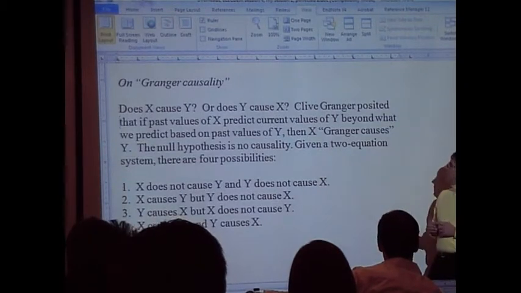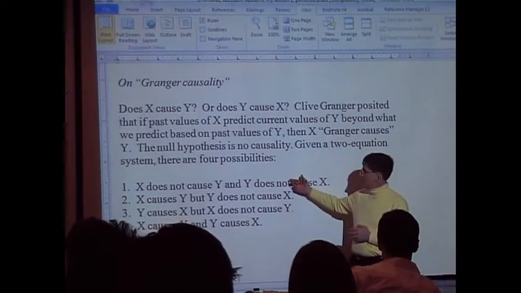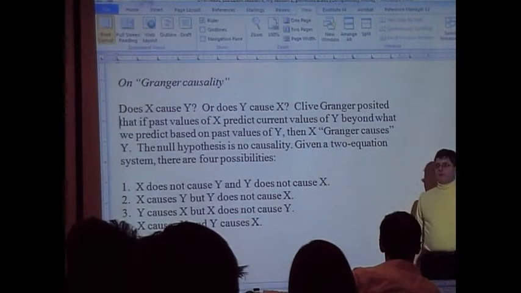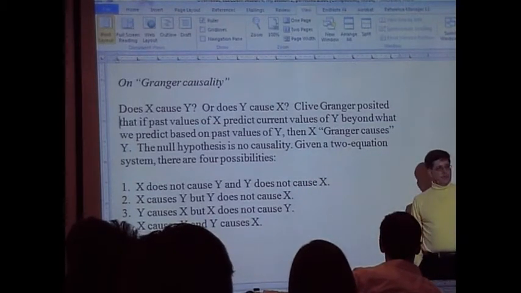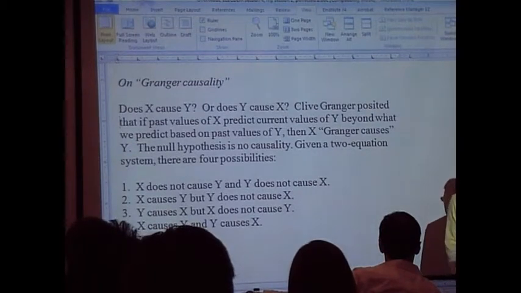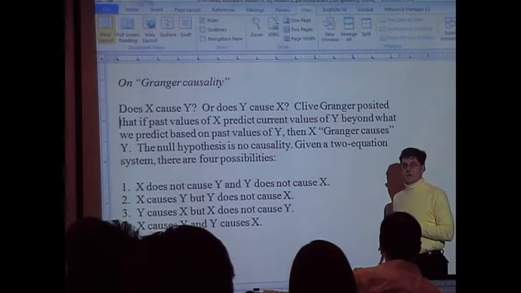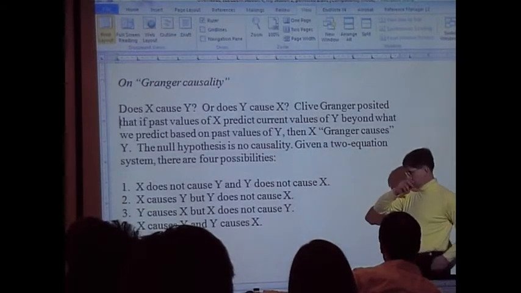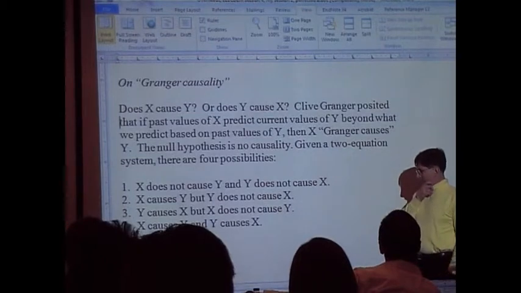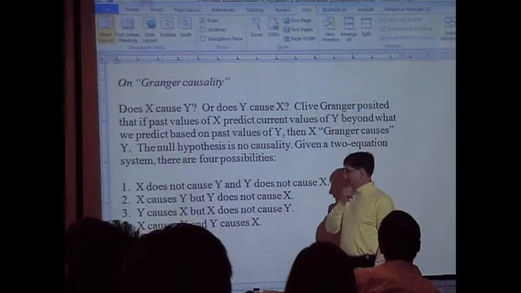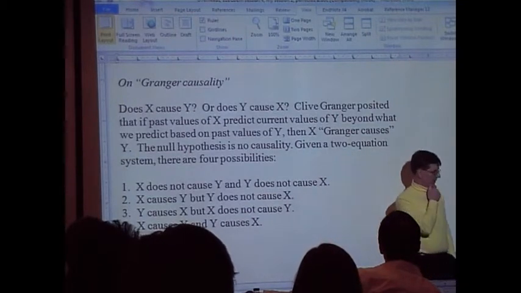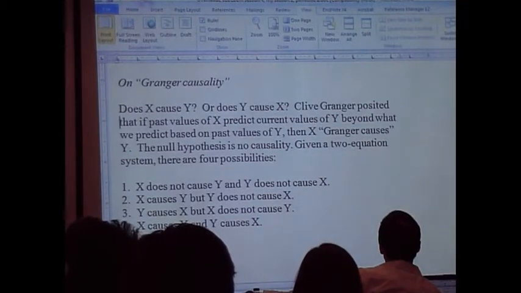Given a two variable system, you basically have these four possibilities, right? X does not cause y and y does not cause x. You have nothing going on. This would be something you might find if you have spurious drifting and co-drifting. You may find a relationship, but it's actually not true. In other cases, you have x causing y, but y does not cause x. Y causes x, but x does not cause y, or x causes y and y causes x. So those are the four options, pretty straightforward.